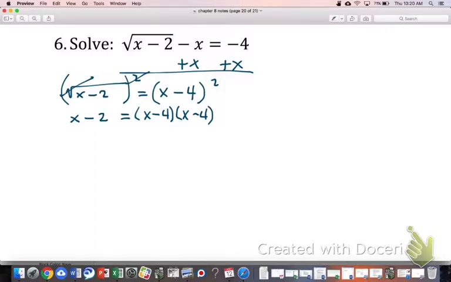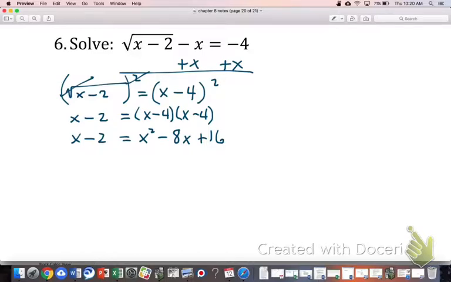So let's do that. So it's going to be x minus 2 equals x squared, and then your middle term is going to be minus 8x, and then your last term is 16. You have to FOIL this, right? Because you're squaring a binomial.